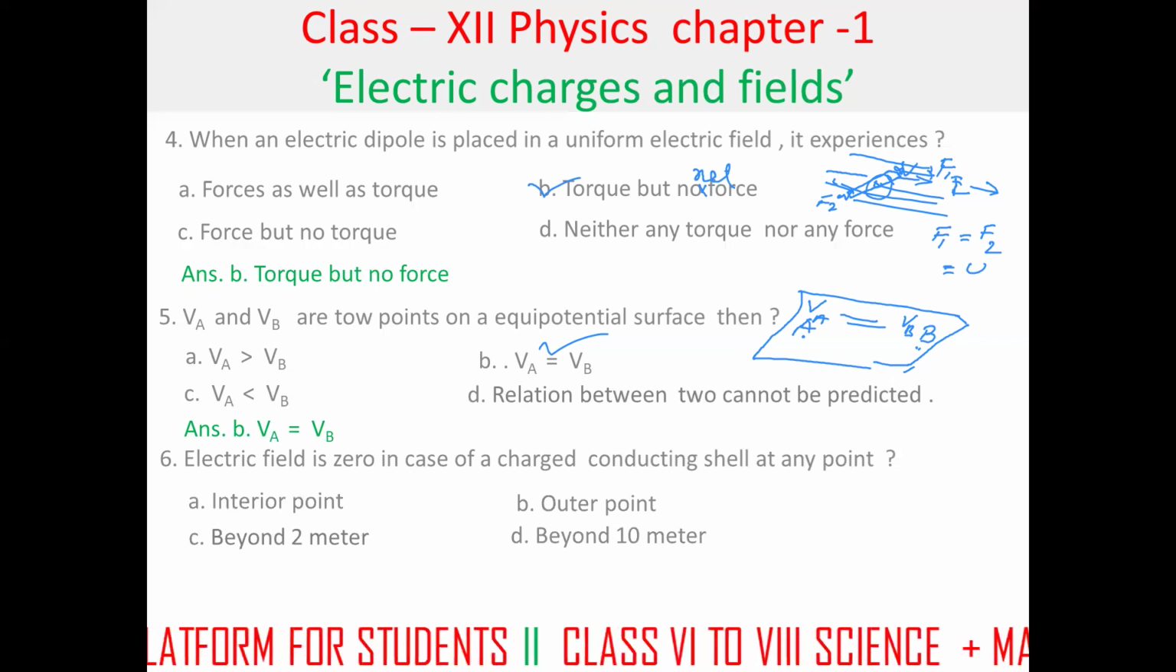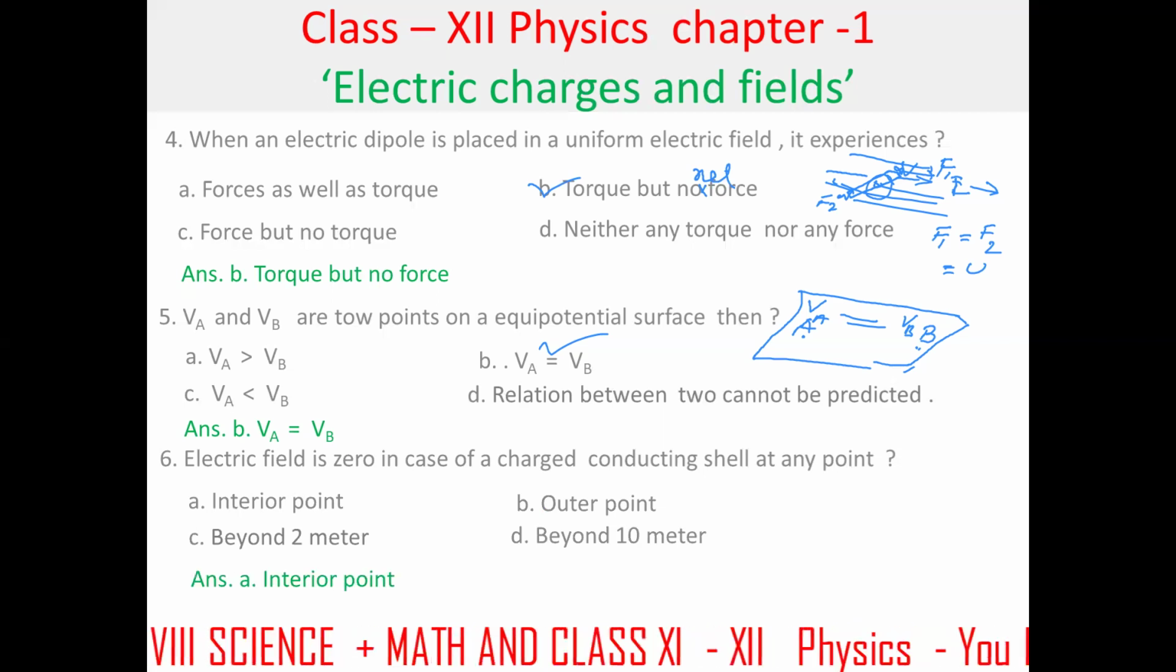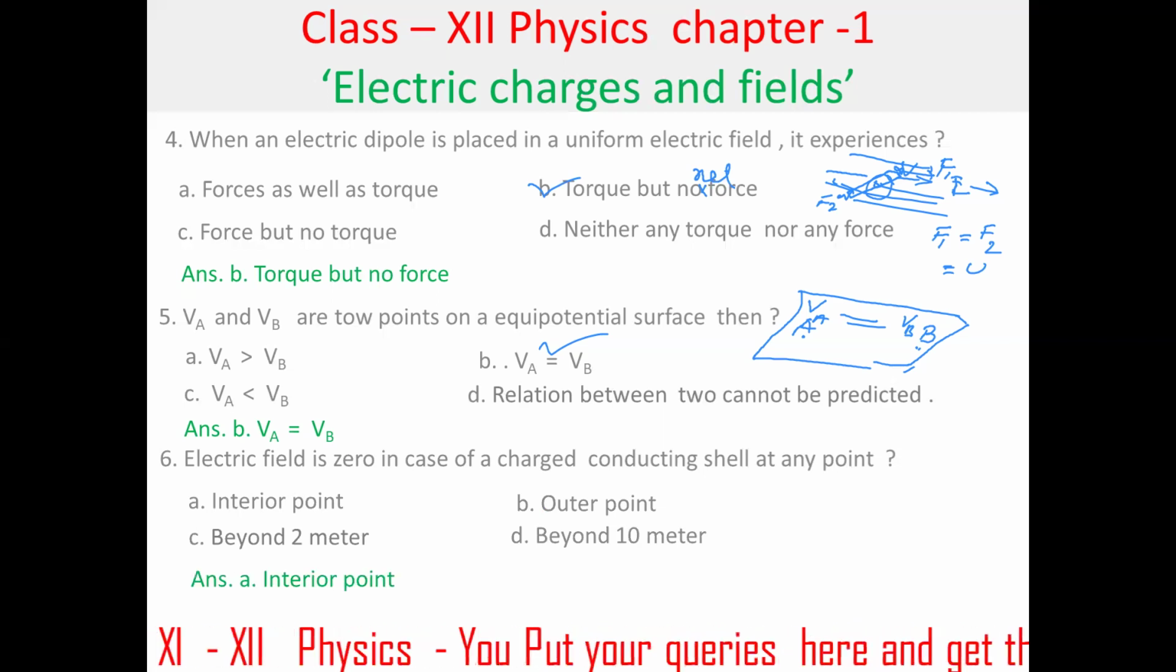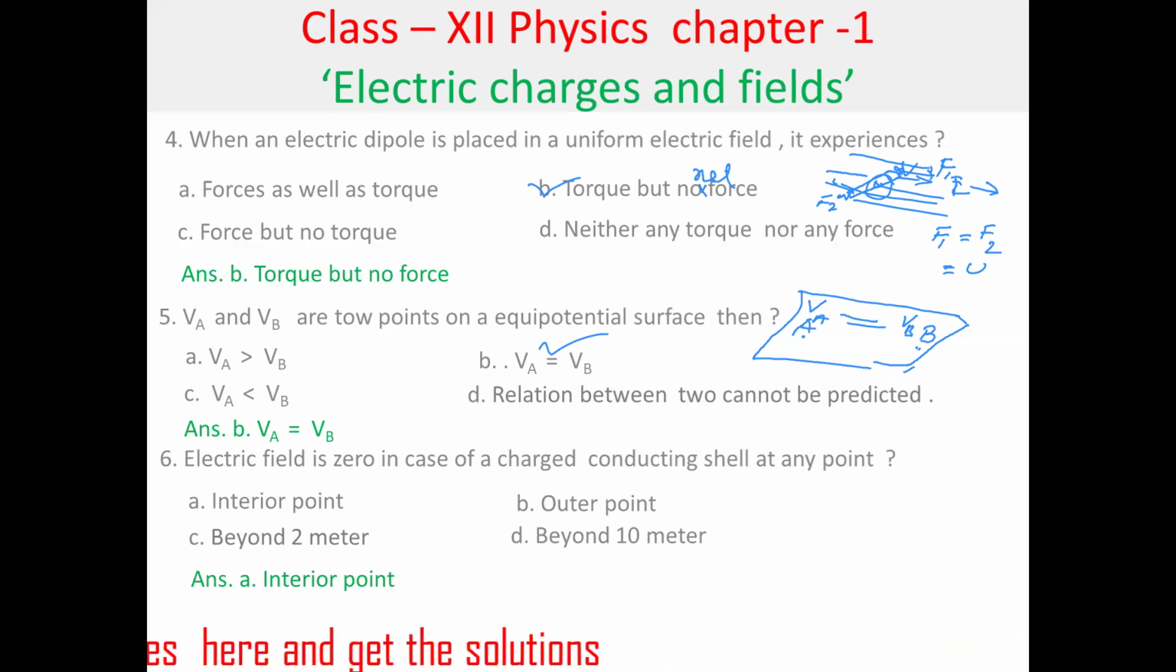The question is like this. The answer will be interior point, but why? Why will the answer be interior point? See, here the electric field is zero in case of a charged conducting shell. Suppose this is a hollow shell, okay? This is a conducting shell.